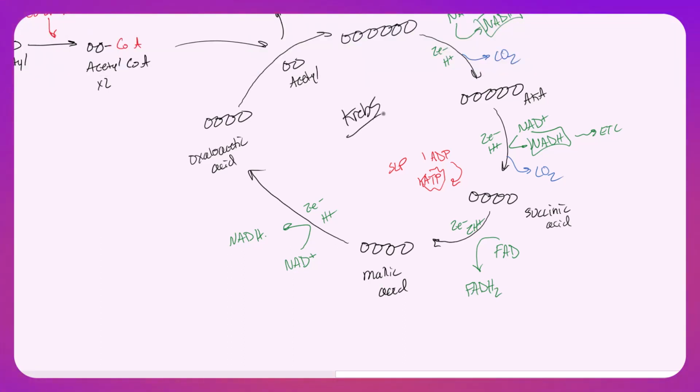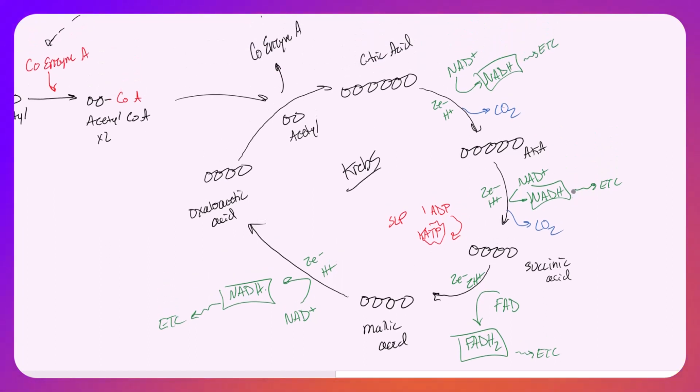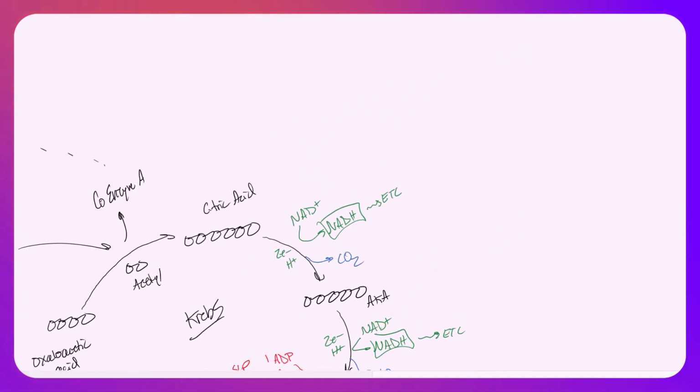This entire cycle happens in the matrix. The whole purpose of this cycle is to produce these high energy electron carriers. This one is off to the ETC, this one is off to the ETC, and this one is off to the ETC. Once we produce all of these high energy electron carriers, all of them will be flooding the electron transport chain, which is located in the cristae membrane.